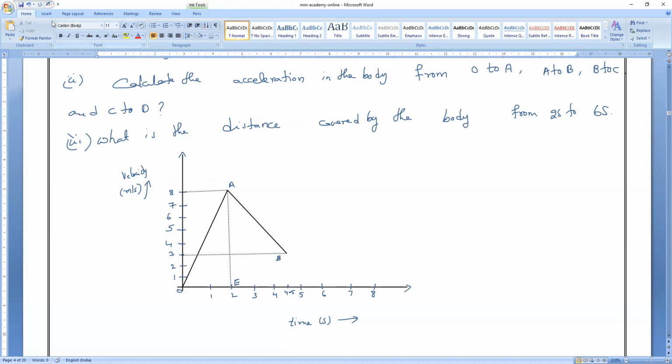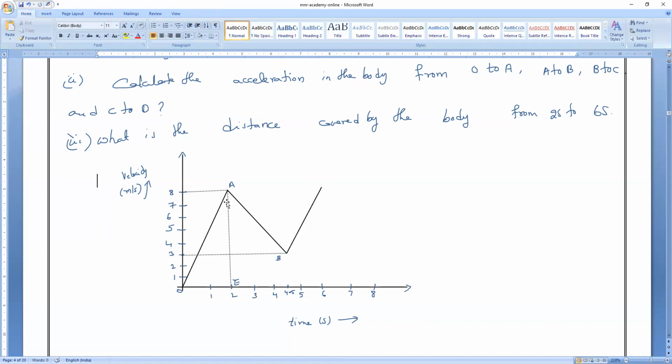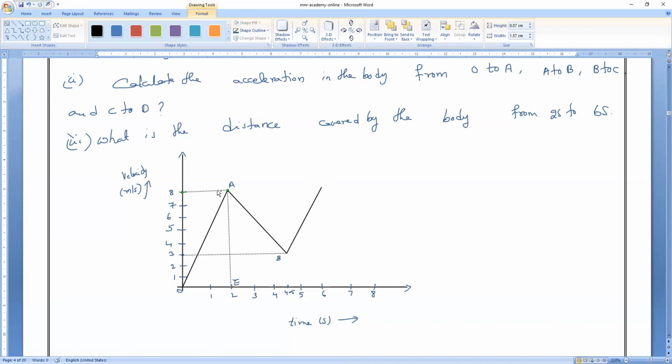Now again from here to C, 6 seconds. Let me draw the complete graph first. From here to here again 6 seconds. Again 8. Okay. Next. I will extend this line directly. Did everyone understand or not? I want you to see how neatly I am drawing the graph for your purpose only. So you have to draw the same way.